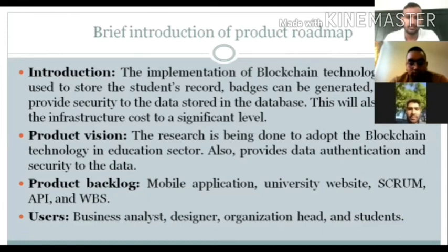The second one is the product vision. The research is being done to adopt the blockchain technology in the education sector. It also provides data authentication and security to the data. The third one is the product backlog, in which we have the mobile application, university website, SCRUM, API, and WBS. The fourth one is the users, which include the business analyst, designer, organization head, and the students. Next slide, please.